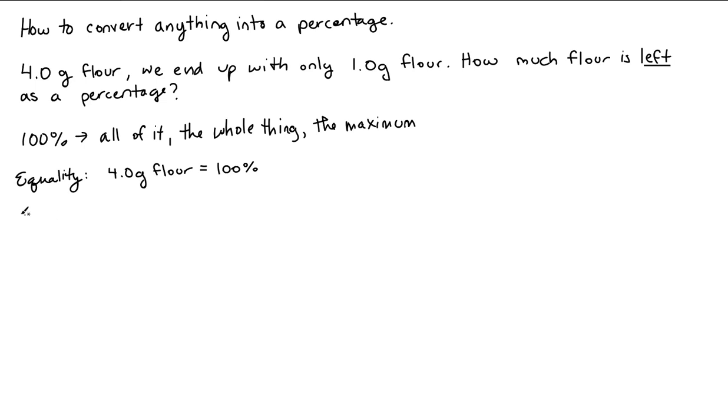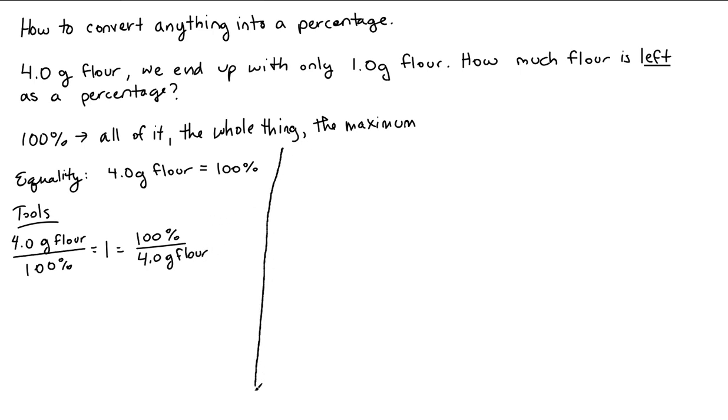Oh no, wait, we're not ready. What do we need to do with our equality? We need to write our conversion factors. By now you should be really familiar with how to do this. So let's write two conversion factors with this equality. 4.0 grams of flour divided by 100% is equal to 1. And that is equal to 100% divided by 4.0 grams of flour. Okay, now we're ready to solve our problem.